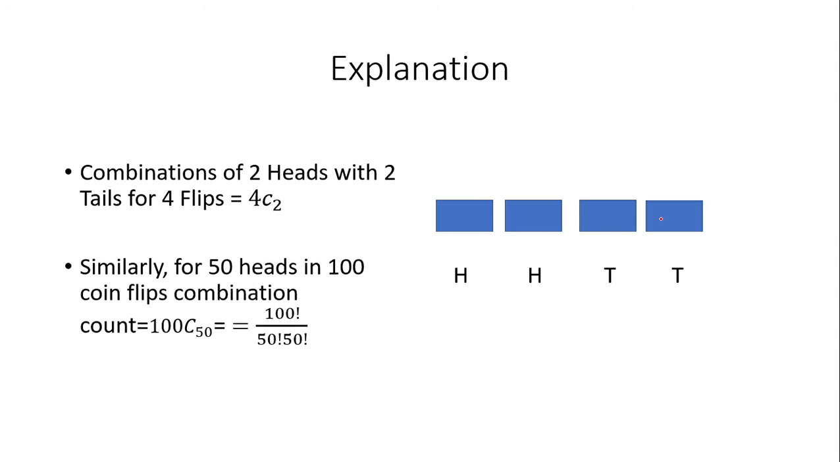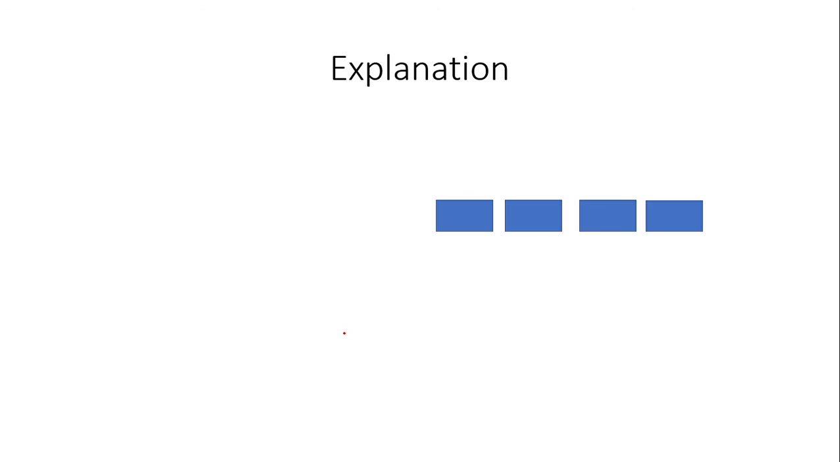So this is a case where an even split is happening: there are 2 heads and 2 tails. Similarly, if we have 100 coin flips, then for 50 heads in 100 coin flips, the total number of unique arrangements we can have is 100C50, and this is the formula. So now we have how many combinations there are for an even split: we tossed 100 coins, and out of those 100 coins we got 50 heads and 50 tails. That's the total number of combinations.